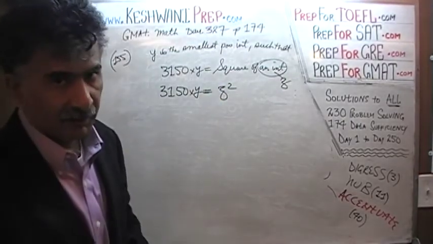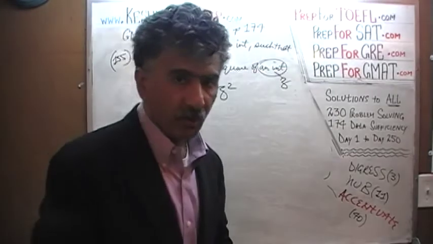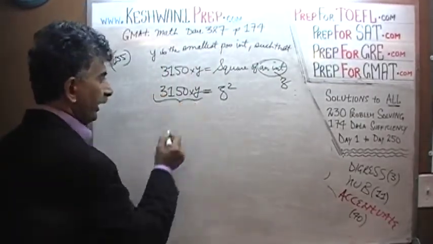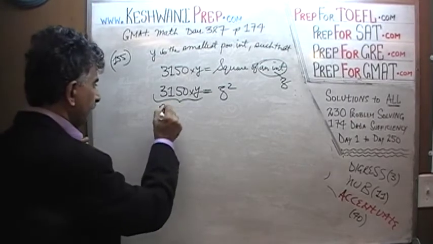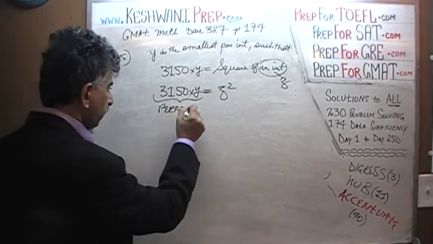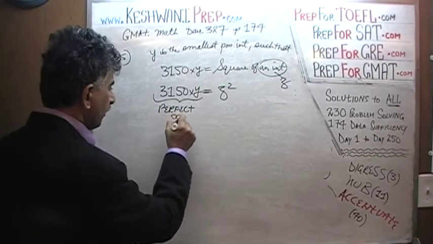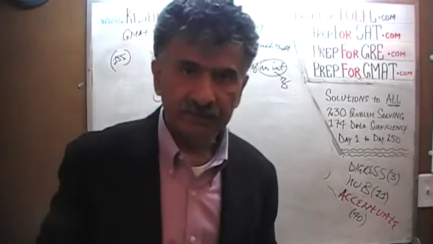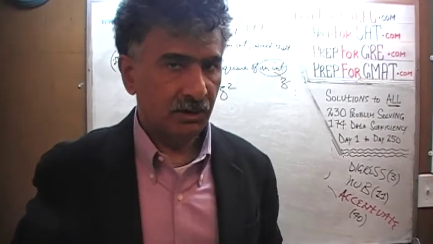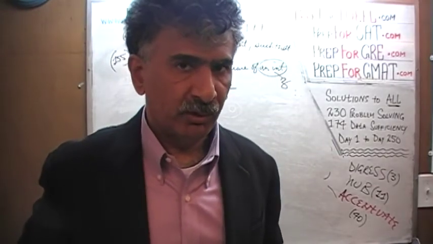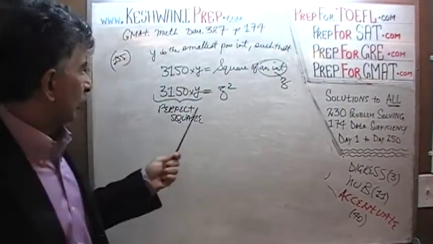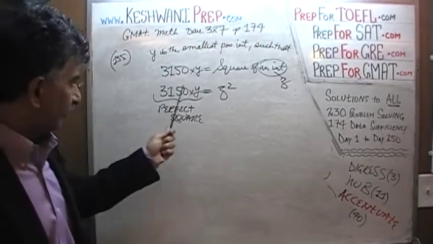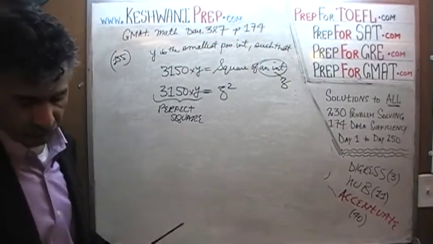What they're telling us in a very roundabout, awkward way is that this amount is a perfect square. 3150 times some other integer has to come out to be a perfect square. The question is, what is the smallest value that will make this quantity a perfect square? Let's find out, shall we?